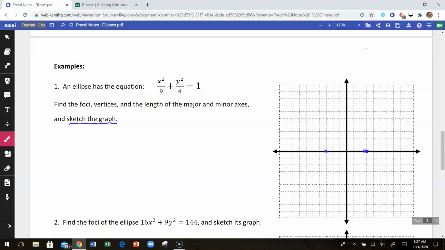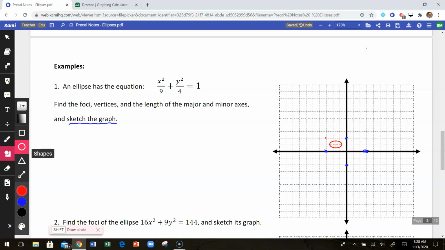Okay, and then for y, the number underneath y is 4. That tells me that our stretch is going to be 2, the square root of that, in each direction. So just take the square roots of the numbers on the bottom. That's how far you extend out. I now have 4 points for my ellipse, so I could go ahead and graph that ellipse, which I'm going to go ahead and do.